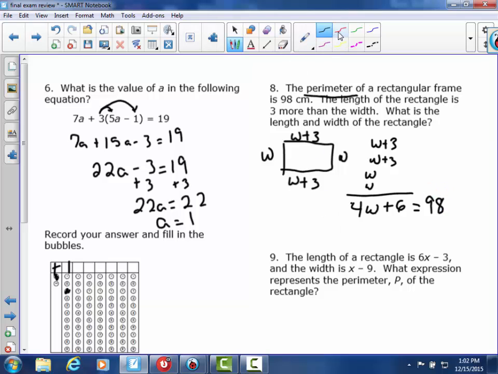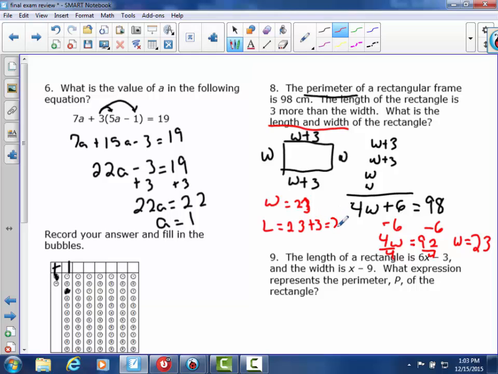So we'd subtract the 6, 4w equals 92, divide by 4, and w equals 23. They want the length and the width, so since the width is 23, we know that's a 3 for sure. The length would be w plus 3, or 23 plus 3, which is 26. And our measurements were centimeters, so we're going to put the centimeters.